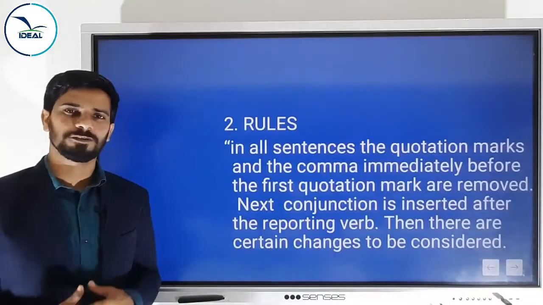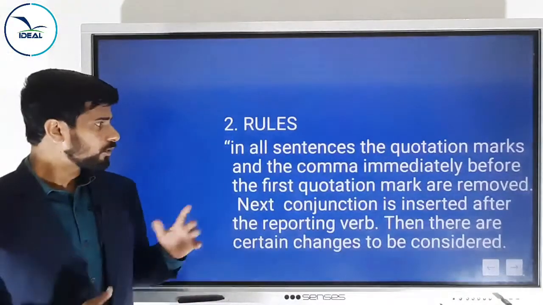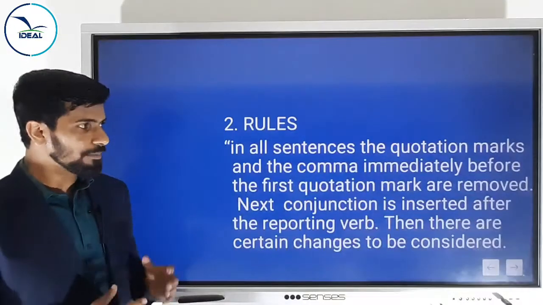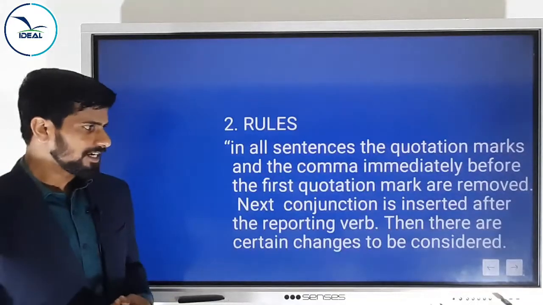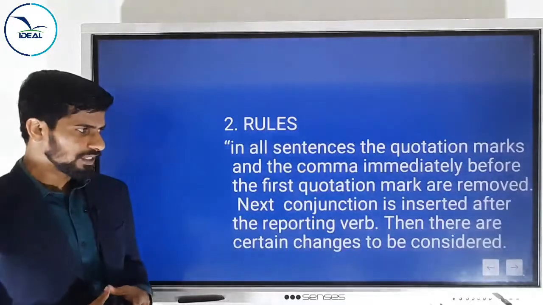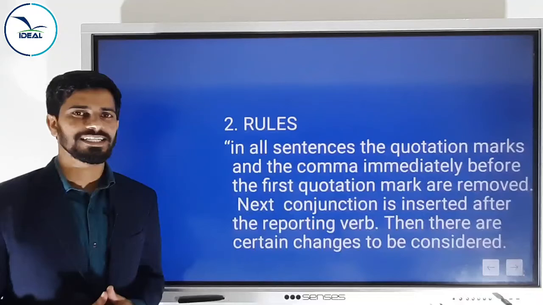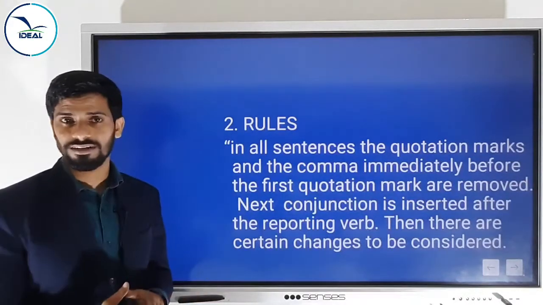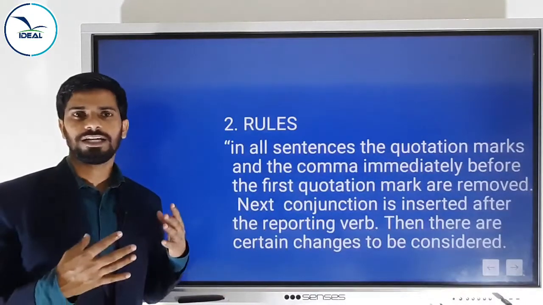Let's know what are the rules of converting a sentence into reported speech. Look, in all sentences, the quotation marks and the comma immediately before the first quotation mark are removed. Next, a conjunction is inserted after the reporting verb. Then there are certain changes to be considered. Those are the changes taking place when you convert a sentence from direct speech into indirect speech. Reported speech is another word for indirect speech.